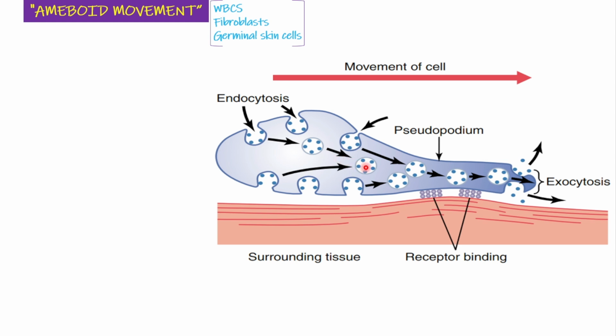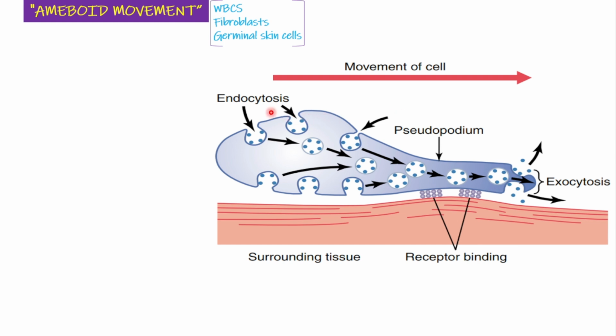This endocytotic vesicle will move to the other side, in the direction where the movement has to take place, and will fuse to the wall of the membrane on that side. Now, on one side endocytosis is taking place, and on the other side the same vesicle is moving and being attached to the wall of the cell.